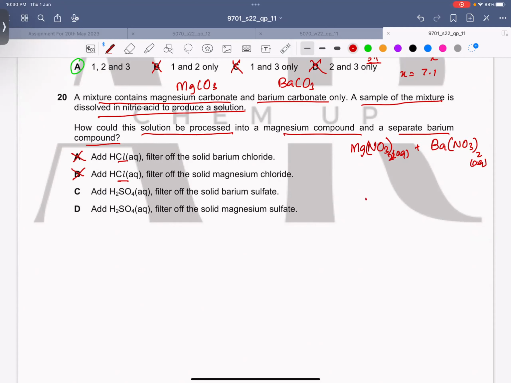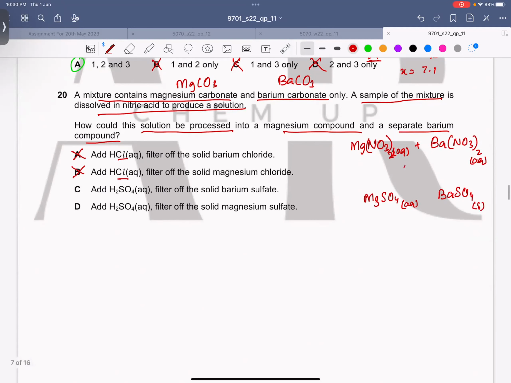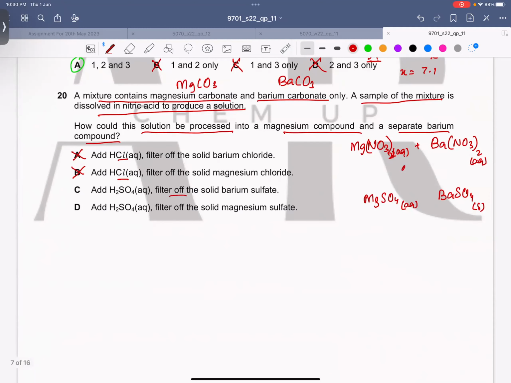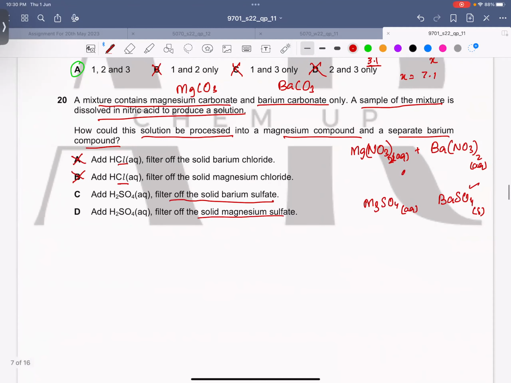If I add sulfuric acid, magnesium sulfate would form, which is water soluble, and barium sulfate would form, which is water insoluble. So we can use this method. Then what we do? We filter the barium sulfate, yes, because it's a solid, and filtering for magnesium sulfate would be wrong. So D is the wrong answer, and my correct answer is C.